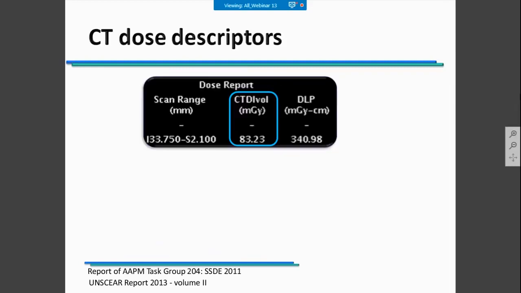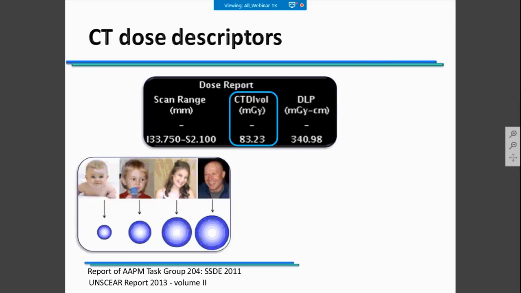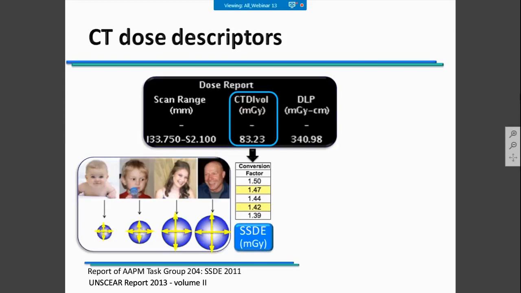CTDIvol also has a lot of limitations. We all know that CTDIvol represents a value for different patient sizes, and it's important to analyze, especially for body regions, the impact of the patient size on these values. For this, you could use size-specific dose estimates, that is, SSDE, based on the conversion of the CTDIvol values using a conversion factor.